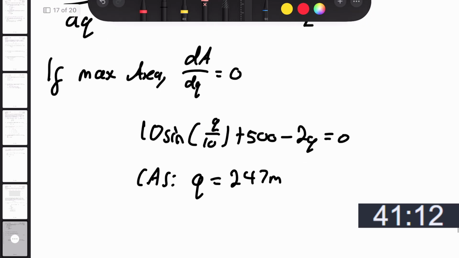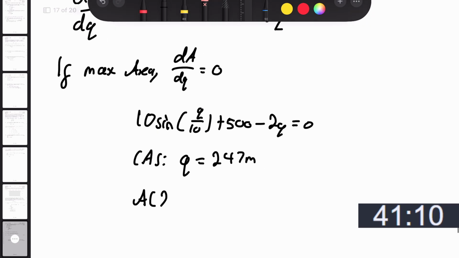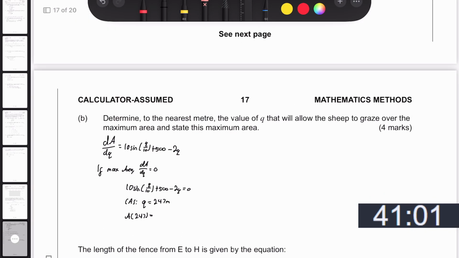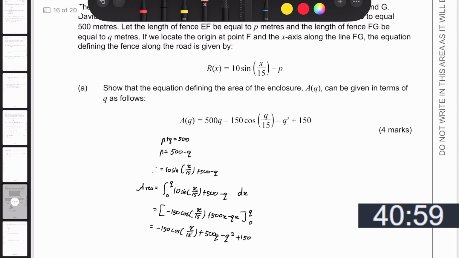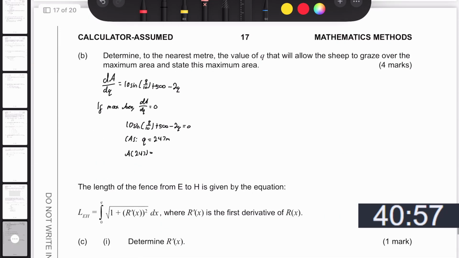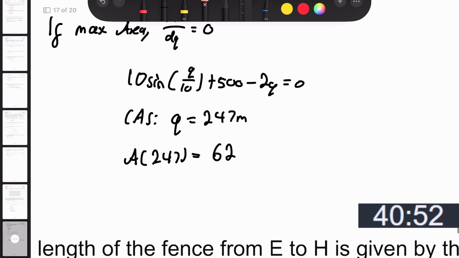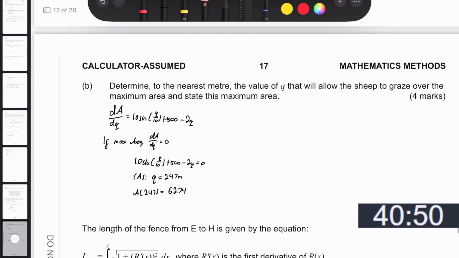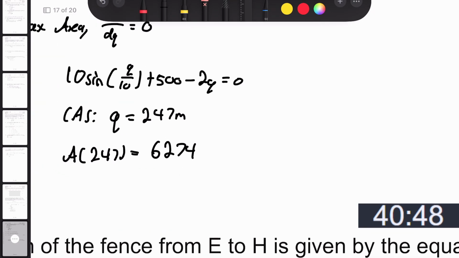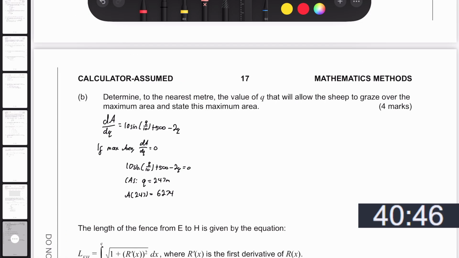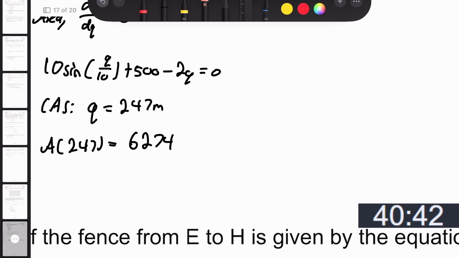Maximum area, state this maximum area. Area of 247 is equal to, so pull this down, plus the 150, given that x is 247. 62,749. And then to the nearest meter, so 50.